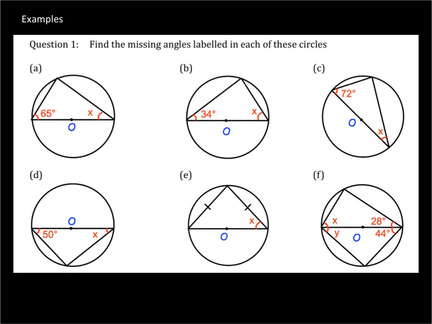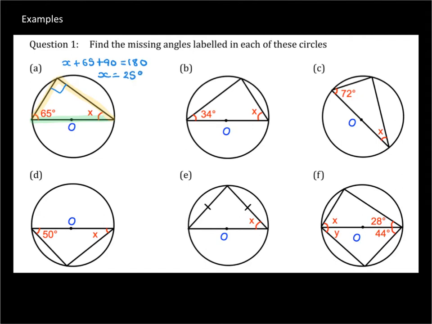Now, can you see the diameter here? And can you see a chord here and a chord here, which join up to create a triangle in a semicircle? Now, what of course we know is that the angle in a semicircle is 90 degrees. So we know that x plus 65 plus 90 must equal 180. So from there, we can very simply work out the missing angle x, which of course comes to 25 degrees.